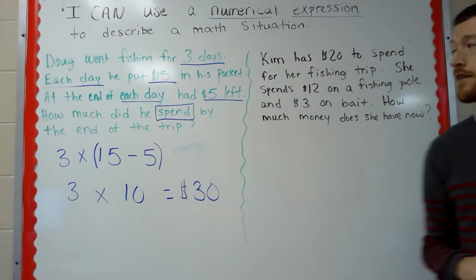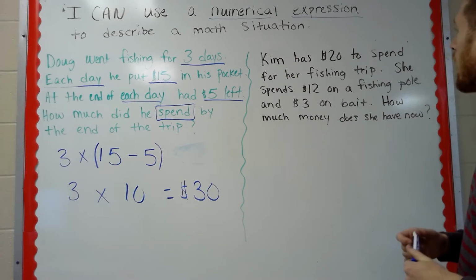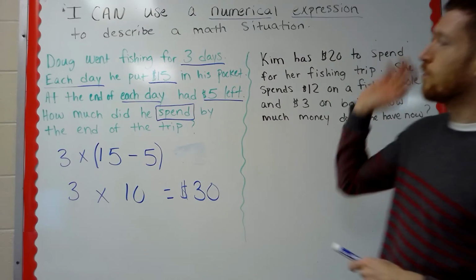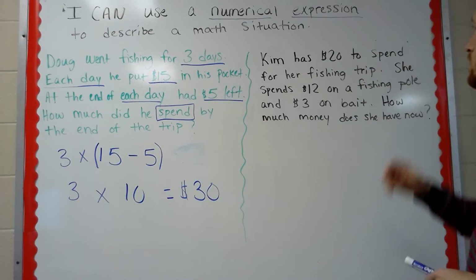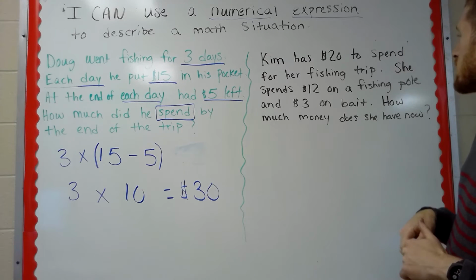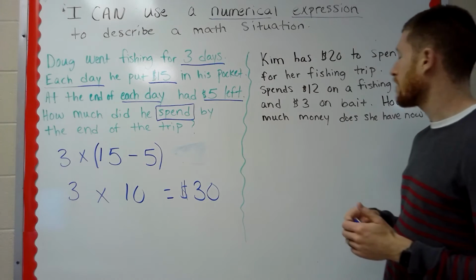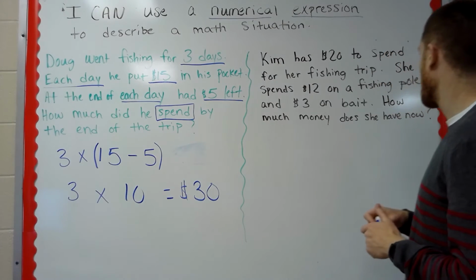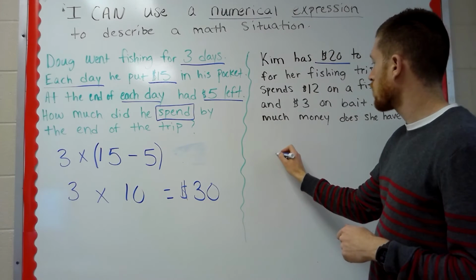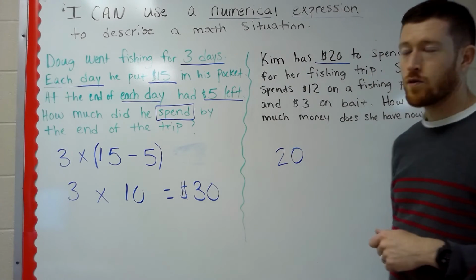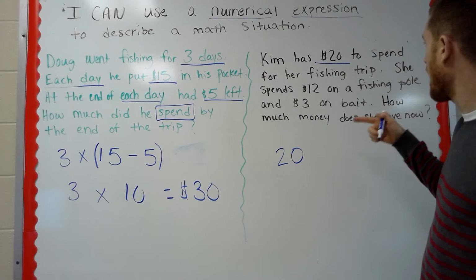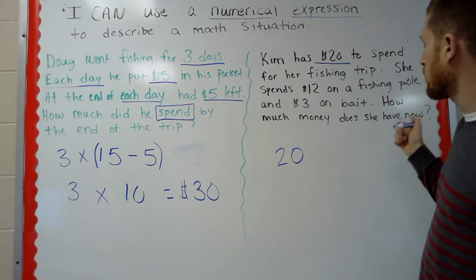It says Kim has $20 to spend for her fishing trip. So where Doug started out with 15, she's starting out with 20, but that's for her whole trip. She spends $12 on a fishing pole and $3 on bait. So she starts off with 20. I'm going to write $20 here at the beginning because that's what she's starting with. And then she spends 12 on a fishing pole, 3 on bait. How much money does she have now?